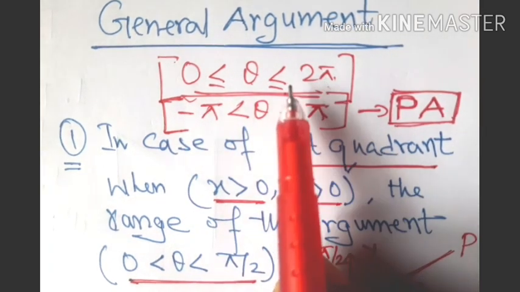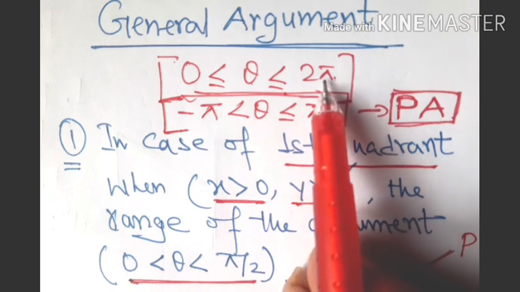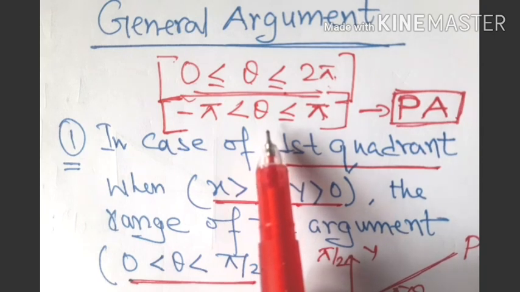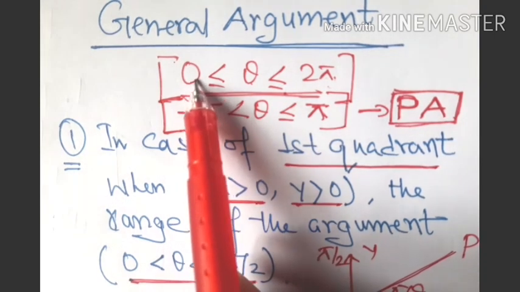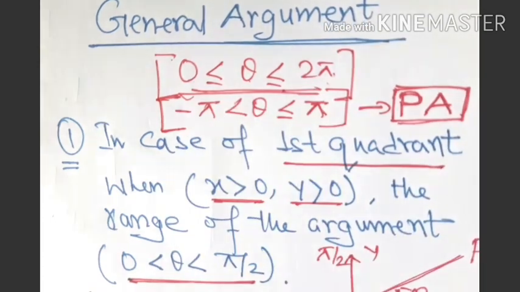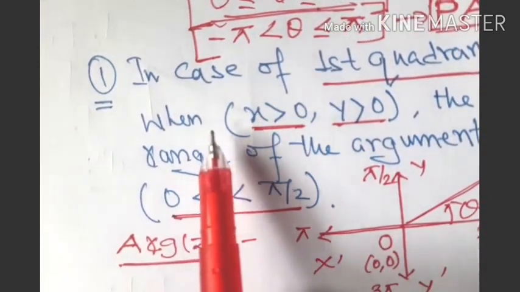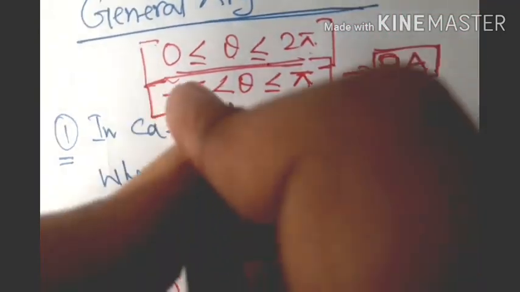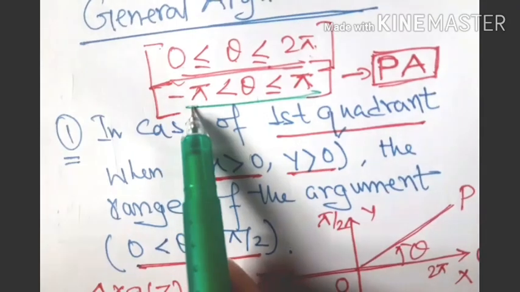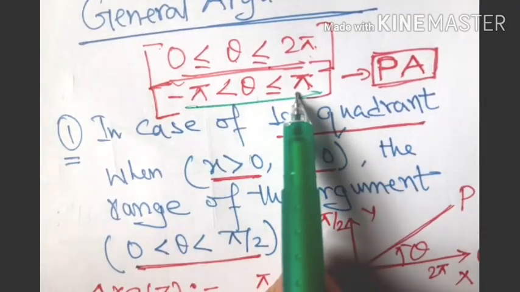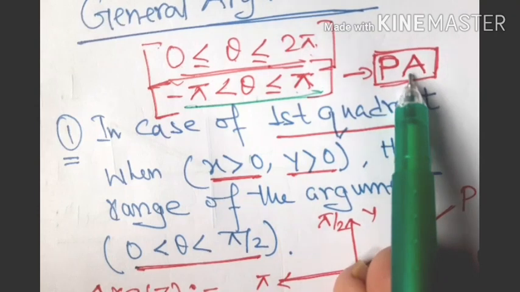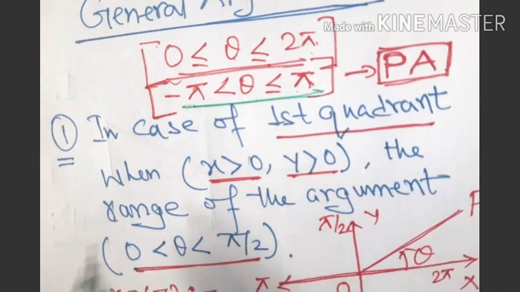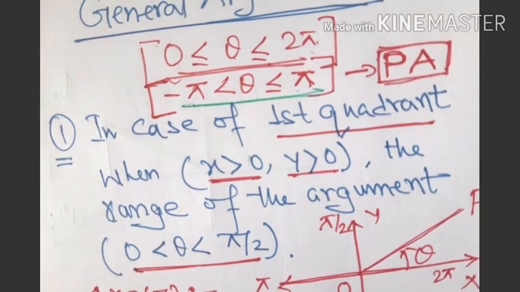2 pi in radian format, what is it? Pi means 180, so that is 360. So the value of the argument of the complex number lies, as general, between 0 to 2 pi. But another important point is another range, that is minus pi to pi. This range is called the principal argument. I have written it in short here as PA. This range is called the principal argument of the complex number.